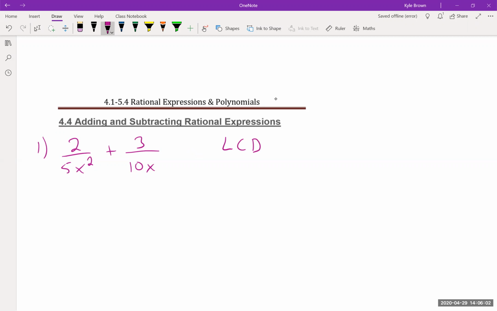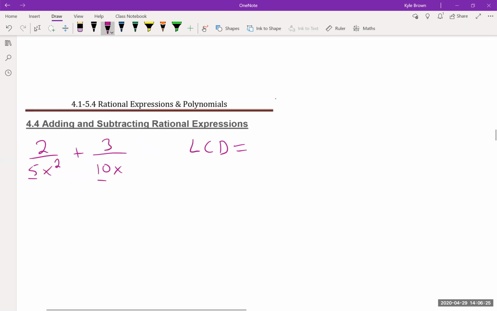So the lowest common denominator in this case would be, well, first off, let's just look at the 5 and the 10. This will be the same thing as if we were just adding fractions like normal. The 5 and the 10, what do they both go into? Well, they both go into 10, right? Because I can multiply 5 by 2 to get 10, and I could multiply 10 by 1, I guess, if you like, to stay at 10. So I know that the lowest common denominator is going to be 10 for the numbers.